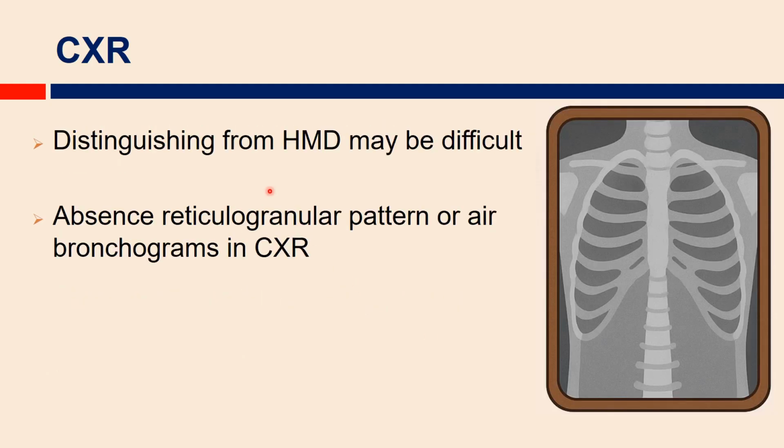Distinguishing this condition from hyaline membrane disease, which is respiratory distress syndrome type 1, is sometimes difficult. But in hyaline membrane disease, a reticulogranular pattern with air bronchogram is seen in the X-ray, whereas in transient tachypnea of the newborn, this finding is absent. There is no reticulogranular pattern or air bronchogram in the X-ray.